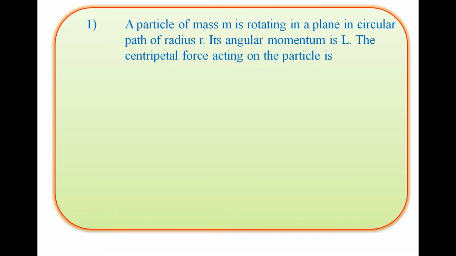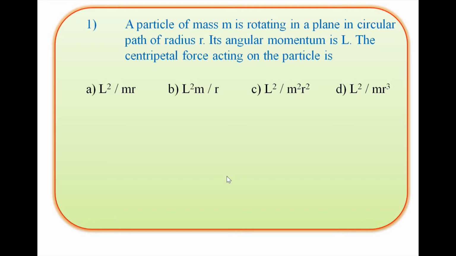A particle of mass small m is rotating in a plane in a circular path of radius small r. Its angular momentum is capital L. The centripetal force acting on the particle is? The options are: option A is L square divided by m into small r. Option B is L square m divided by small r. Option C is L square divided by m square into r square, and option D is L square divided by m into r cube.